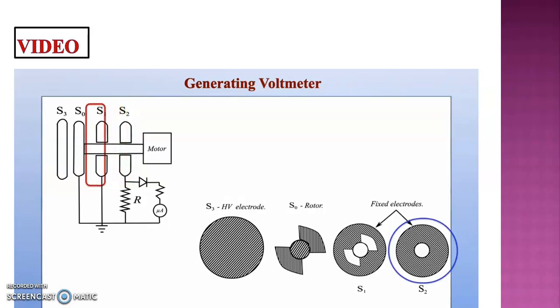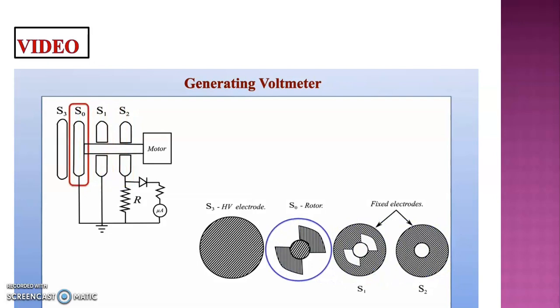Then the only rotating electrode is S0. The S0 electrode is fixed to the synchronous motor shaft, and it is placed at a fixed distance from the high voltage electrode. The shape of the rotor vanes S0 is in the form of fan blades, as visible on the bottom right side.